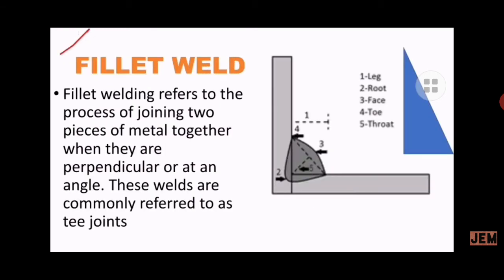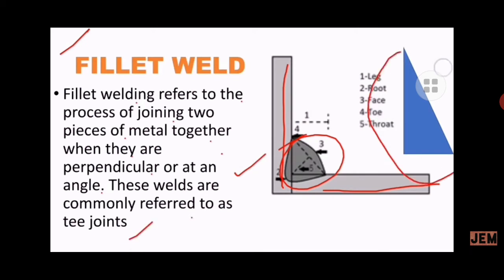Fillet weld. Fillet weld refers to the process of joining two pieces of metal together when they are perpendicular at an angle. These welds are commonly referred to as T joints. So this is a fillet weld. This is the symbol of fillet weld.